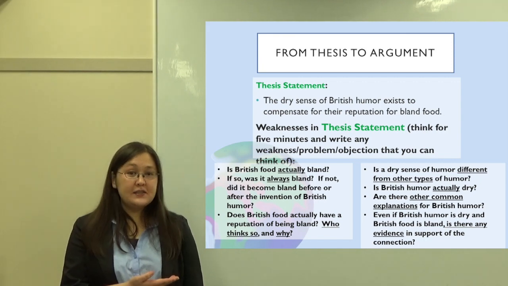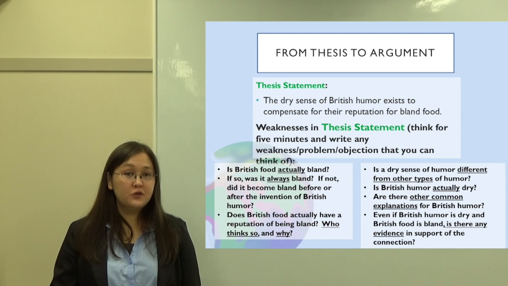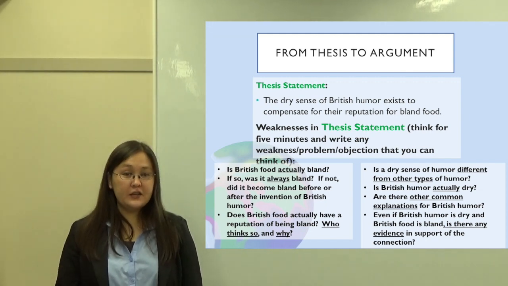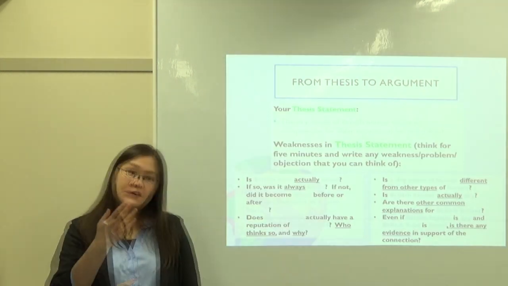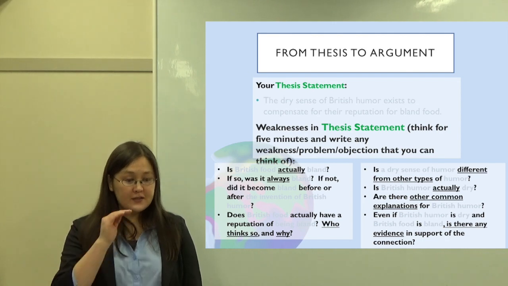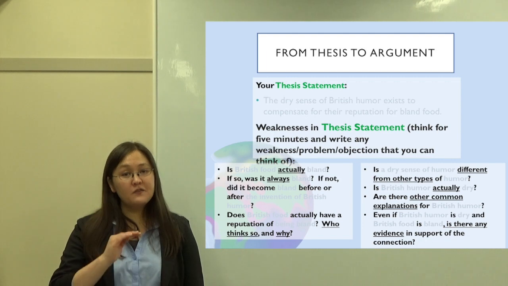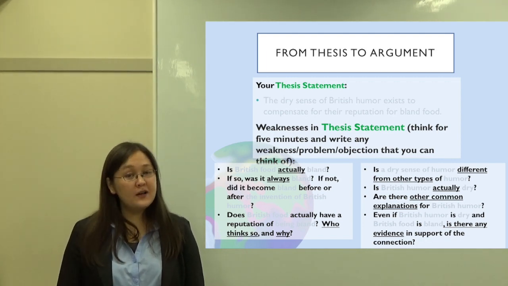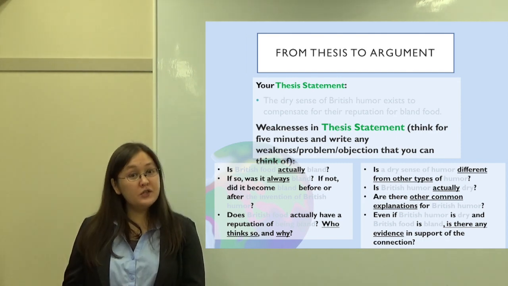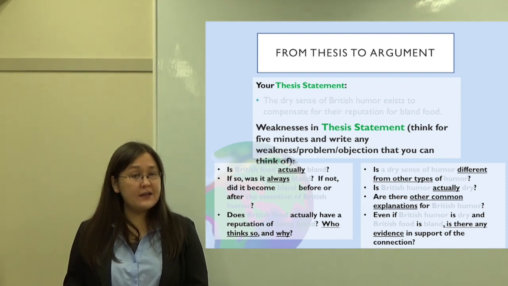So just as you can see in these examples, you can use the same kind of questions to think of your own weaknesses to your own thesis statement. So here, if we gray out the specifics of the British humor example, in the same way, you can insert your own thesis statement and use these kind of questions as some of the possible objections. So your claim, is it actually what you said? Was it always that way? Did it become that way at some point?